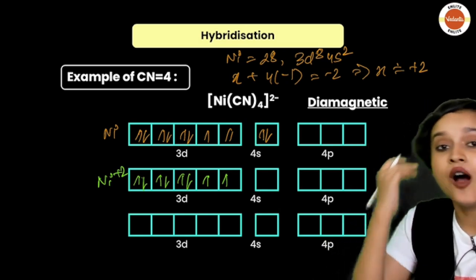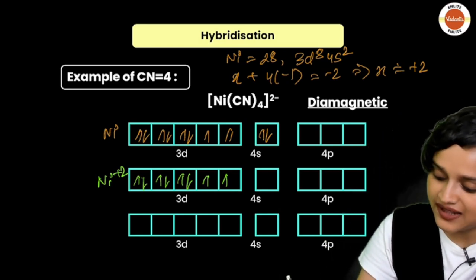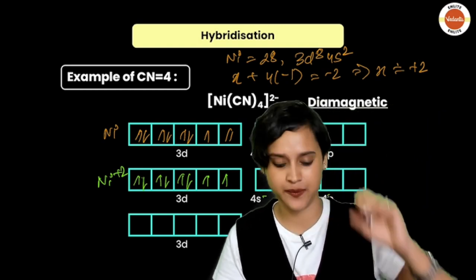Yes. Now, how many CN? CN is going to come here, right? CN has 1, 2, 3, 4. 4 rooms are there.